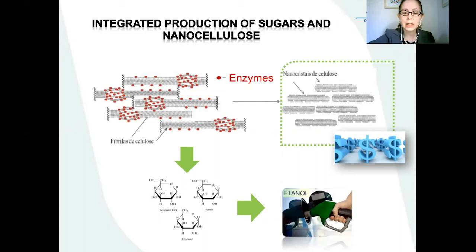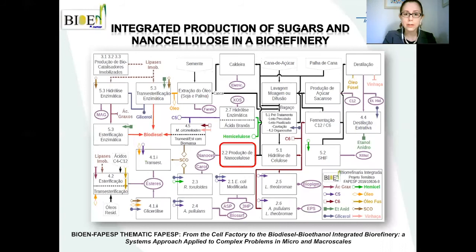And the idea of the integrated production of sugars and nanocellulose in a biorefinery context is being studied by our research group as part of our thematic project on FAPESP, which is the nanocellulose production. It's integrated with the production of ethanol and biodiesel in an integrated biodiesel-bioethanol biorefinery, in which besides biofuels, other bioproducts with higher added value, such as surfactants and carotenoid esters, will also be obtained within the biorefinery.